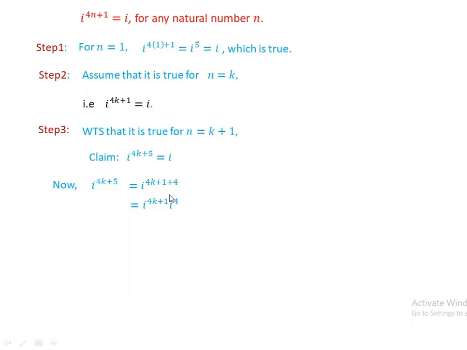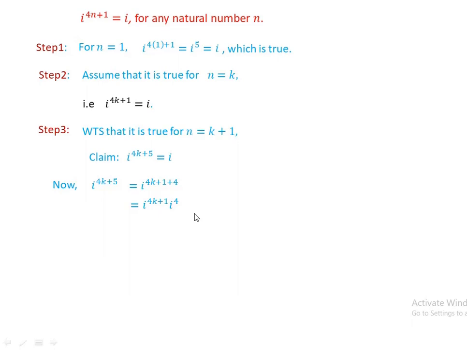Now, i to the power of 4k plus 1, from step 2, is i. And i to the power of 4 is i to the power of 2 times i to the power of 2. i to the power of 2 is minus 1, then minus 1 times minus 1 is 1. Then, since this is i, we have i times 1, which is i.